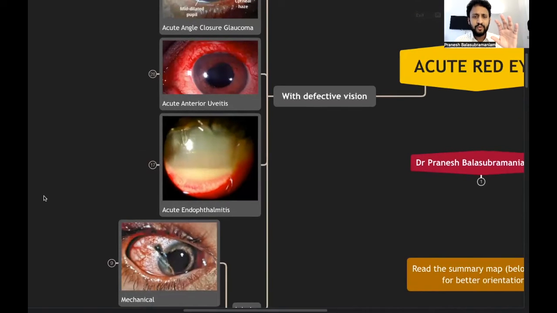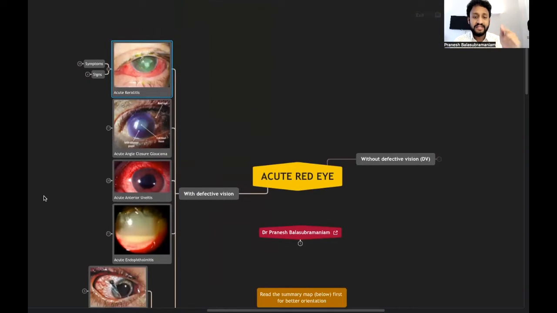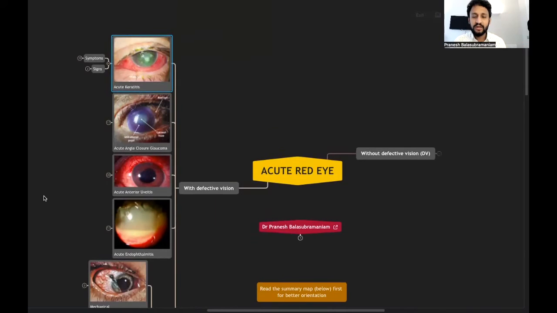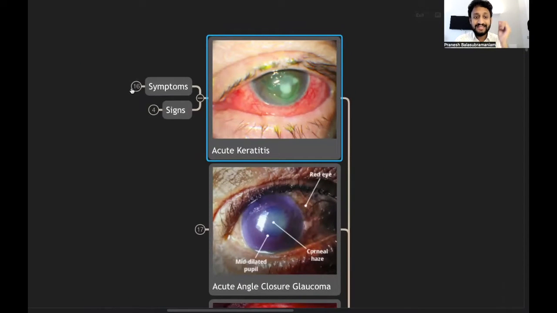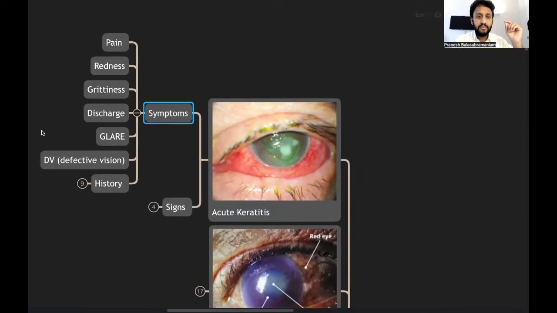If you can see, there is one common denominator in all these conditions. In some way or the other, either the cornea is involved or there is an impact on media clarity. Because of these two reasons, there is defective vision. Coming back to acute keratitis, the symptoms and signs: you will have pain, redness, grittiness, discharge. This discharge is going to be very important.